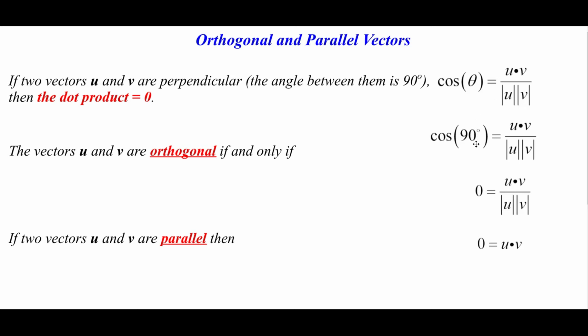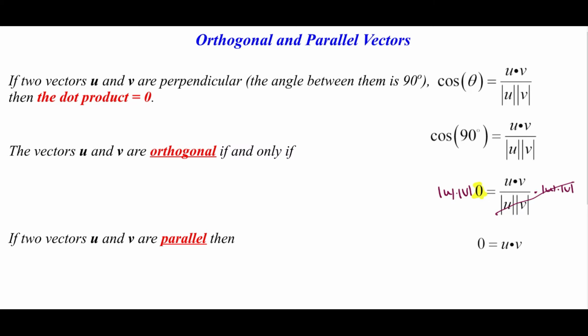If my angle between my vectors is 90 degrees, then I have cosine of 90. The cosine of 90 I know is going to give me 0. So then I have 0 equals u dot v over the magnitude of u times the magnitude of v. If we multiply both sides by that denominator, this will cancel out, and 0 times anything is still 0, so we end up with u dot v equals 0. So anytime I have two vectors where the angle between them is 90 degrees, which we refer to as perpendicular, then I know that the dot product will be equal to 0.